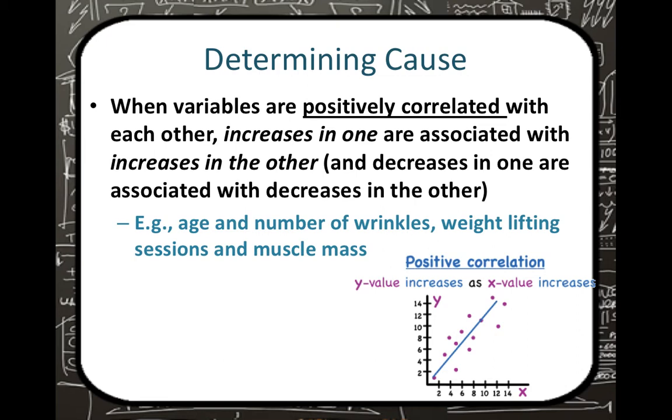And if they're positively correlated, as one goes up, the other goes up. And if one goes down, the other goes down, right? So they move in the same direction, then they're positively correlated. So for example, age and number of wrinkles. The older a person is, the higher the number of wrinkles they tend to have. Same thing with weightlifting sessions and muscle mass. The more weightlifting sessions you have, the higher the muscle mass. Or vice versa. The fewer weightlifting sessions, like me, the lower the muscle mass.